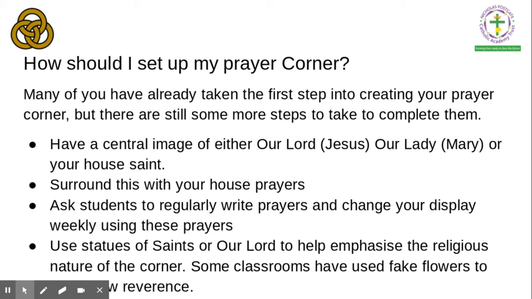First off, you need to set your prayer corner up. And the way to do this is like this. Many of you have already taken the first step into creating your prayer corner, but there are still some more steps to take to complete them.